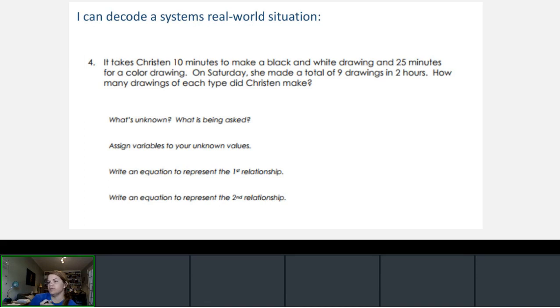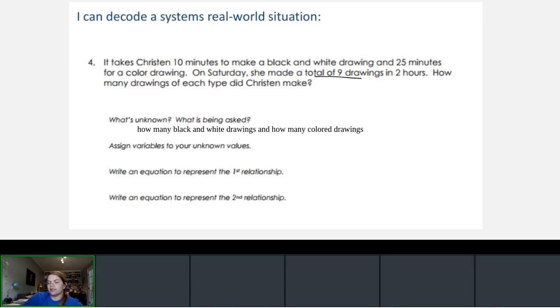All right, let's do another one. It takes Kristen 10 minutes to make a black and white drawing and 25 minutes for a colored drawing. On Saturday, she made a total of 9 drawings in 2 hours. How many drawings of each type did Kristen make? So what's unknown is how many black and white drawings and how many color drawings. That's what we don't know. We know she made some of each, but we don't know how many.